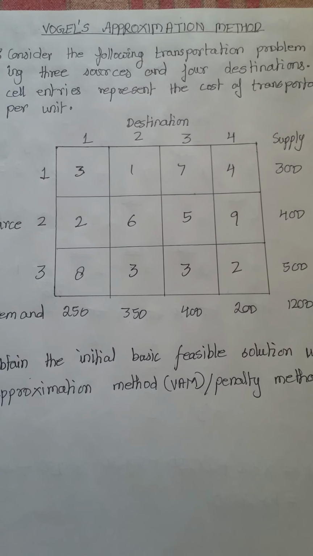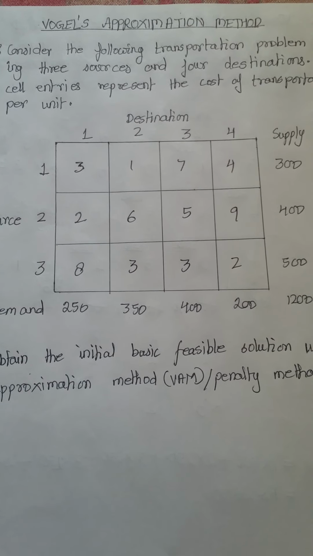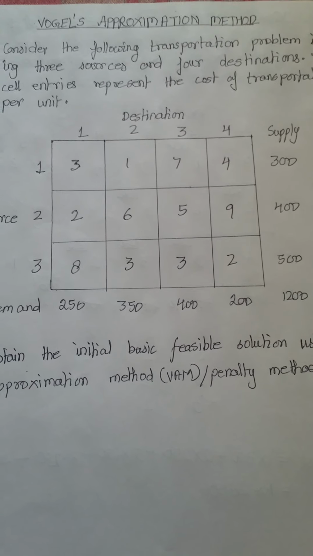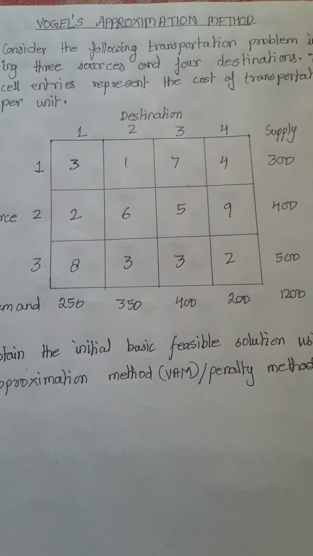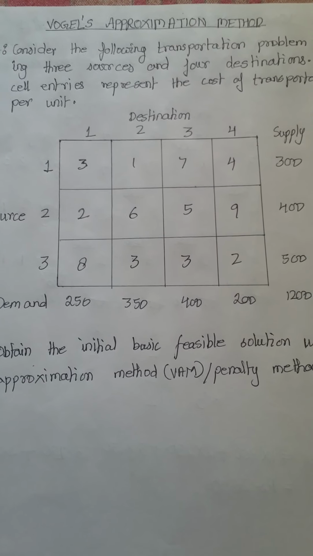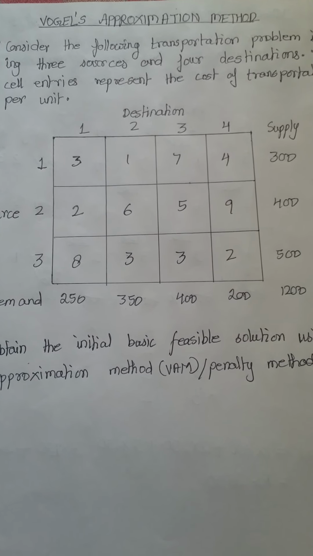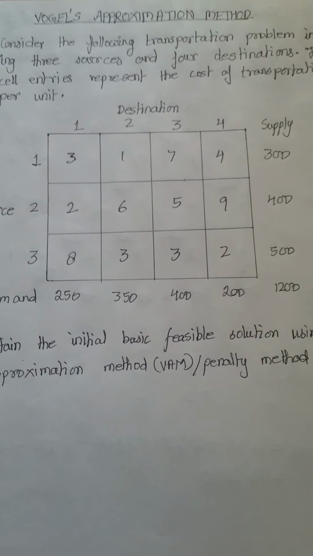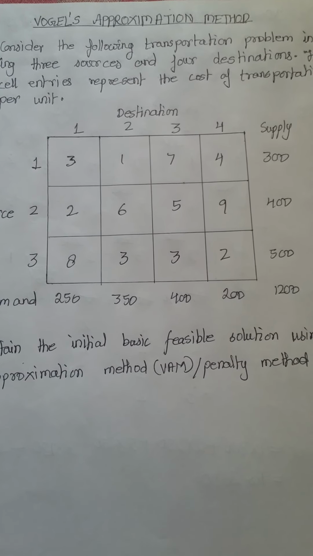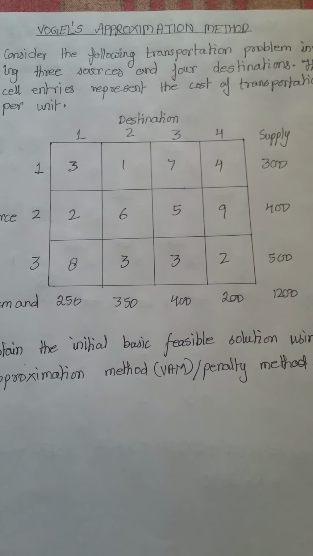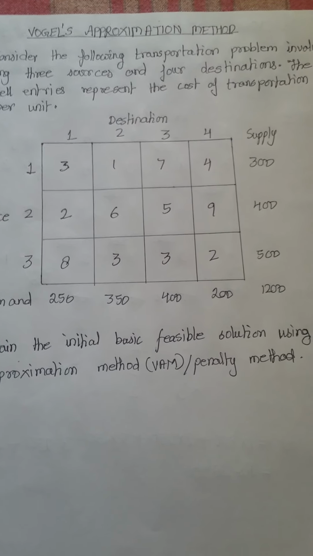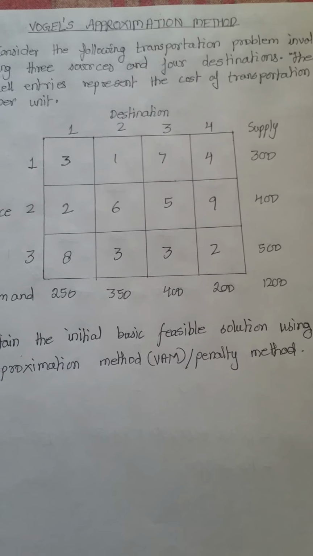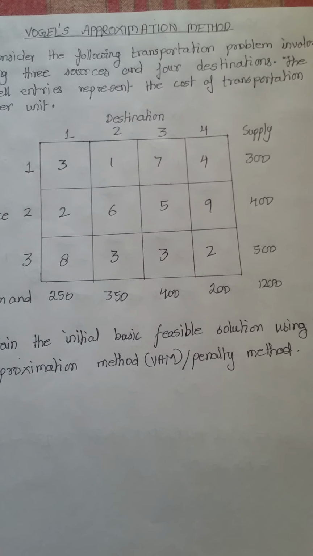Hello student, today we will discuss the third method of finding the initial basic feasible solution for the transportation problem. The third method is Vogel's approximation method, which is also known as the penalty method. So we are going to discuss a simple problem through which we will study how to use Vogel's approximation method for finding the initial basic feasible solution.